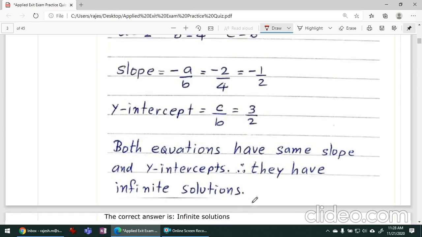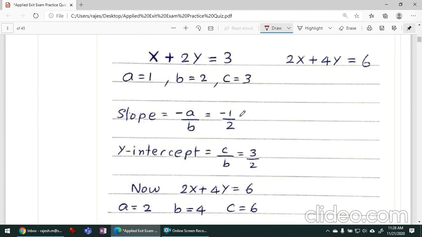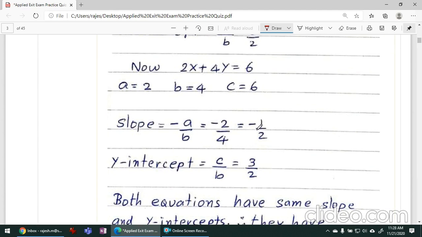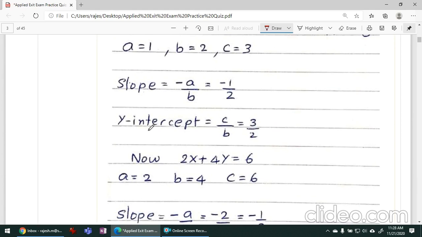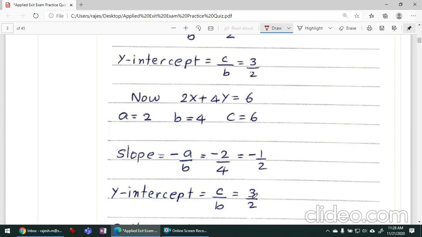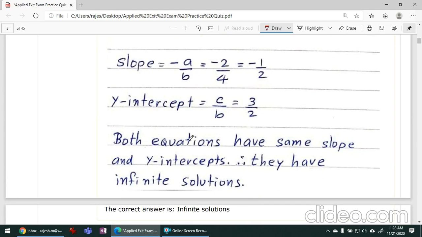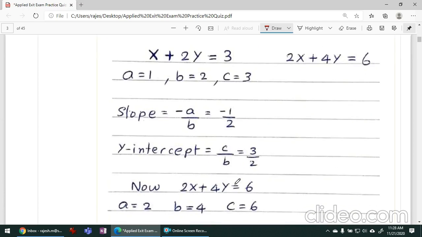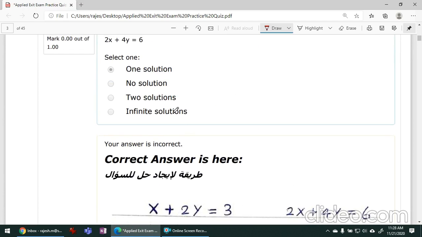Okay. Now look at the first equation and second equation. What is the slope here? Minus 1 by 2. What is the slope here? Minus 1 by 2. What is the y-intercept in the first equation? 3 by 2. What is the y-intercept in the second equation? 3 by 2. Now look here. Both equations have same slope and y-intercept. So if two equations have same slope, same y-intercept, then they have infinite solutions, many solutions. Okay, so the answer is infinite solution.